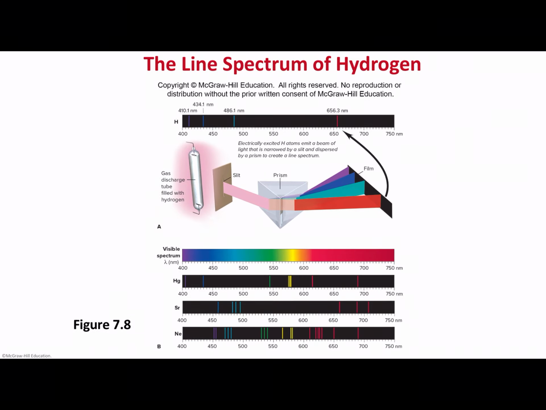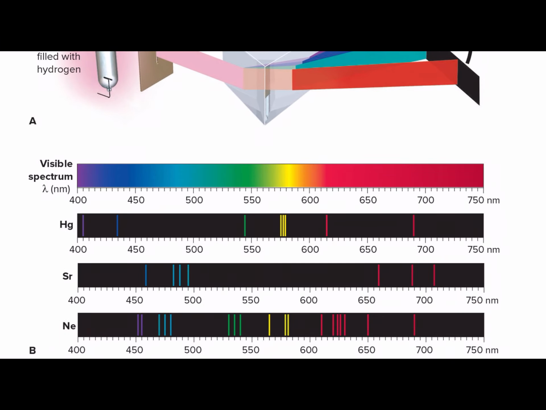Also, in the same virtual lab video you will see mercury. You can see 5 lines: violet, blue, green, yellow, red. Sometimes you might not see all of these, but you might be able to see some of them. Strontium and neon are also given here. You will not see those ones, but we're going to be looking at hydrogen, deuterium, mercury, and helium.